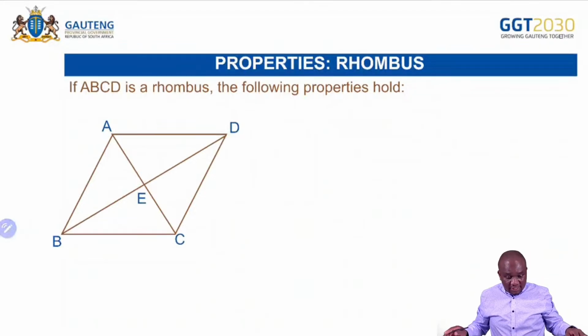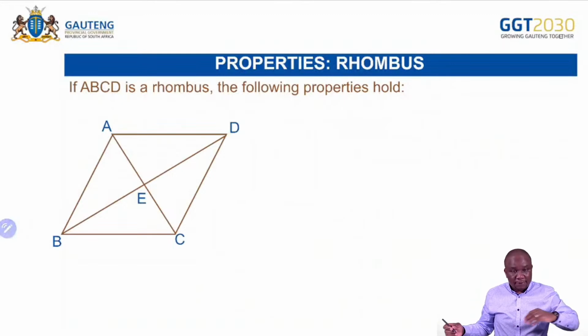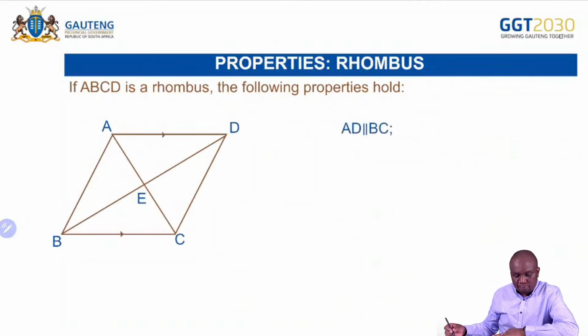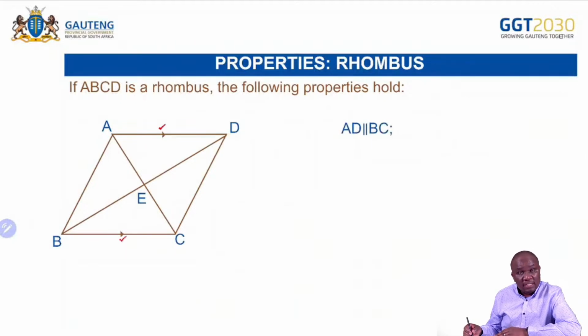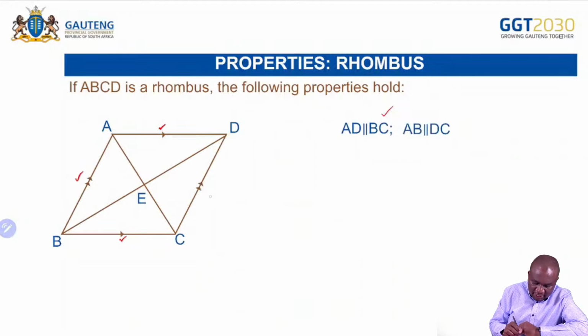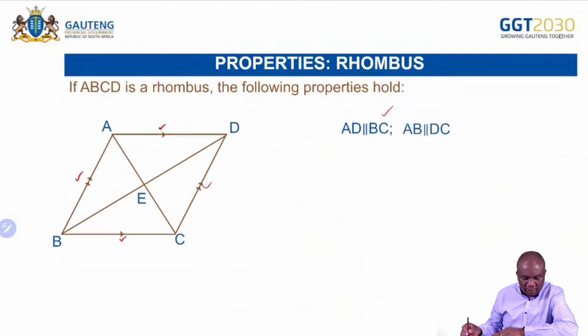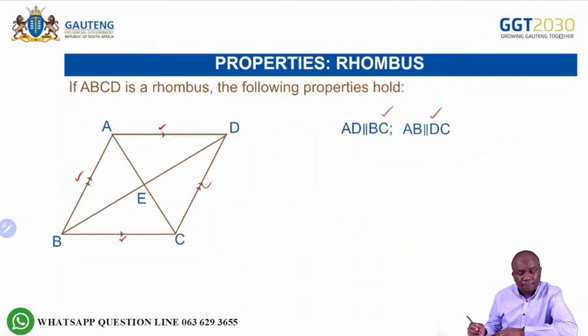Right, welcome back, greetings. Right, now the properties of a rhombus. AD is parallel to BC. You see that I've indicated with these arrows here. AD is parallel to BC. Please add the information on the diagram. And then also AB is parallel to DC. You see, I've added the arrows there to show that AB is parallel to DC. Please write this and also add the arrows on the diagram. Okay, so for a rhombus, the opposite sides are parallel, just like any other parallelogram. The opposite sides are parallel.